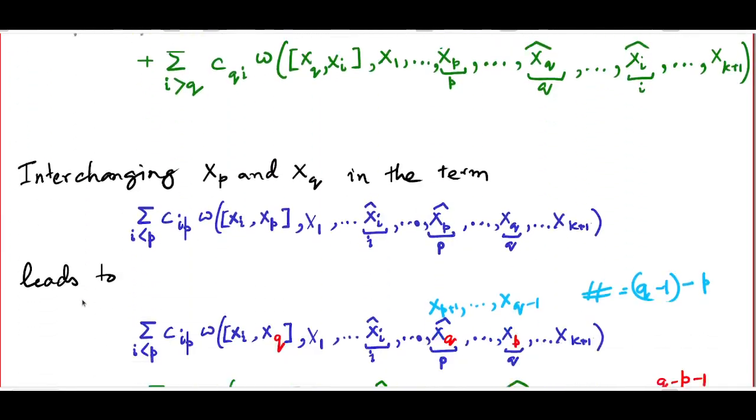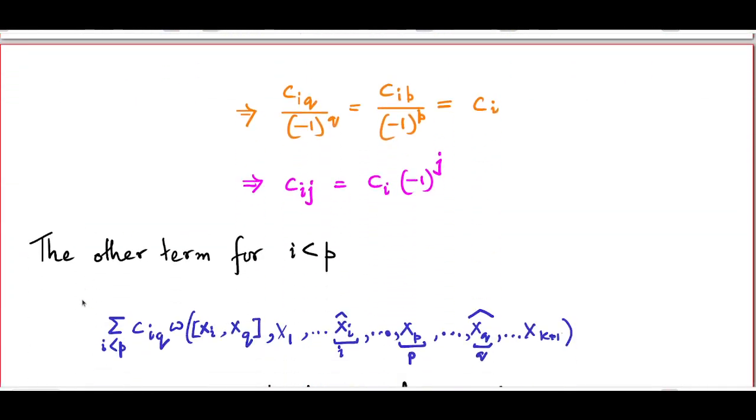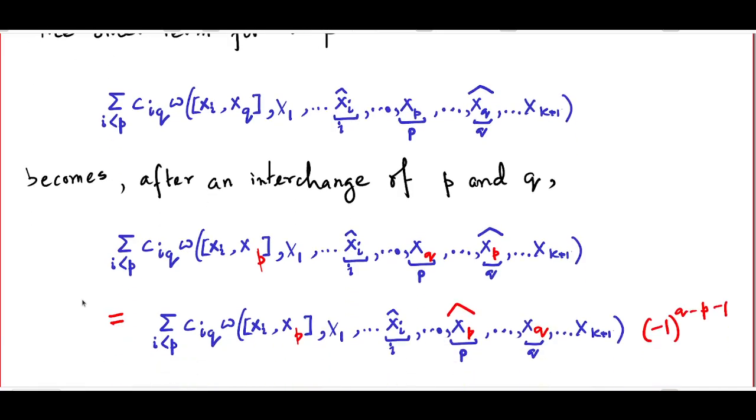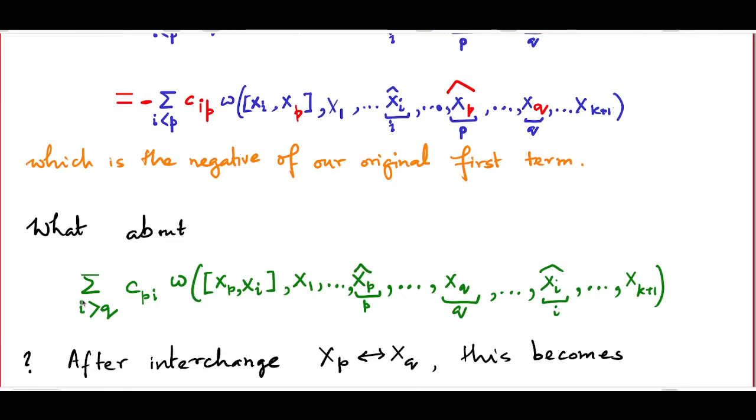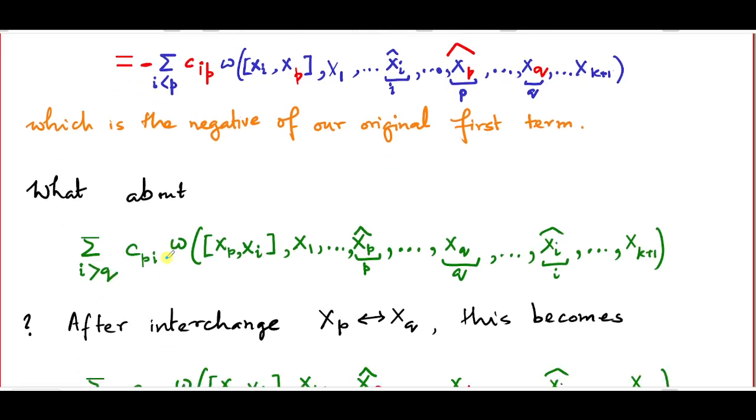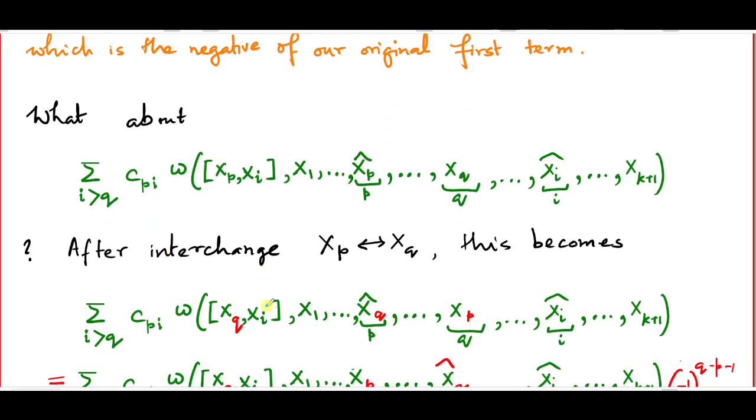Let us now focus on the kind of term where we have the following. i is more than q. So this was the term in the original. After interchange, it simply becomes this.